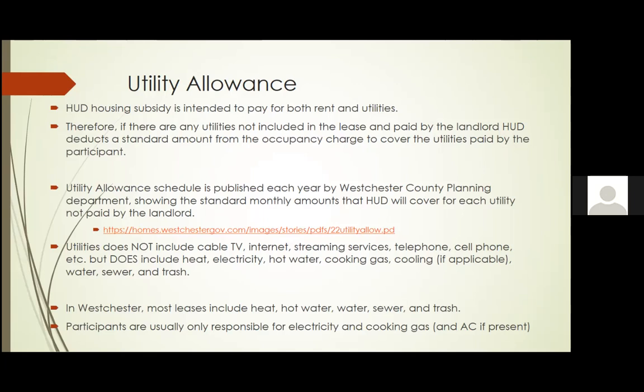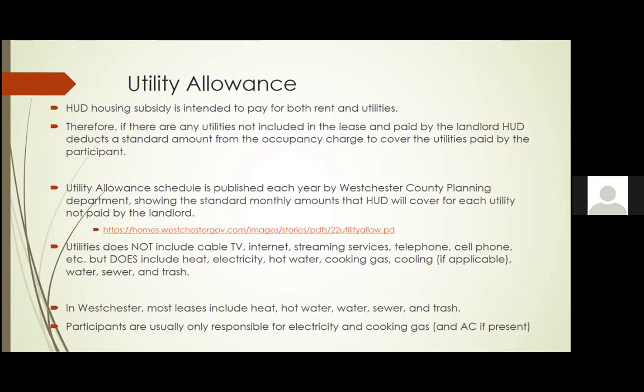HUD wants to include utilities in the continuum of care housing subsidy. This can be done by including utilities in the lease so that the utilities are paid by the landlord. Or if the client pays for utilities, a utility allowance is deducted from the occupancy charge so that the client pays less and can use that extra money to pay for utilities. The amount of reduction increases the amount that HUD pays, so that HUD is effectively paying for those utilities.